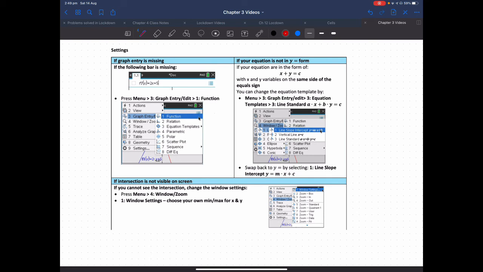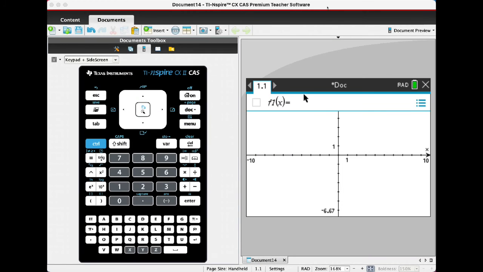There are other ways in which you can enter formulas into your calculator. For instance, you can use templates. Sometimes your graph is not showing on the screen where the point of intersection is, so you will have to change the window. I now have a blank graph page.